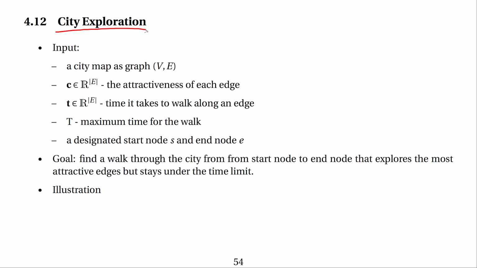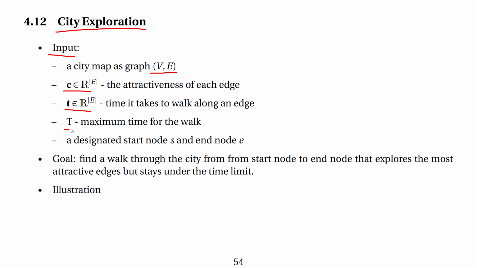Let's look at the city exploration problem. As input, we have a city map given as a graph with nodes V and edges E. We are given a vector C that defines the attractiveness for each edge. So for each edge there's a component in C defining the attractiveness. Then we have a vector T that designates the time it takes to walk along an edge.